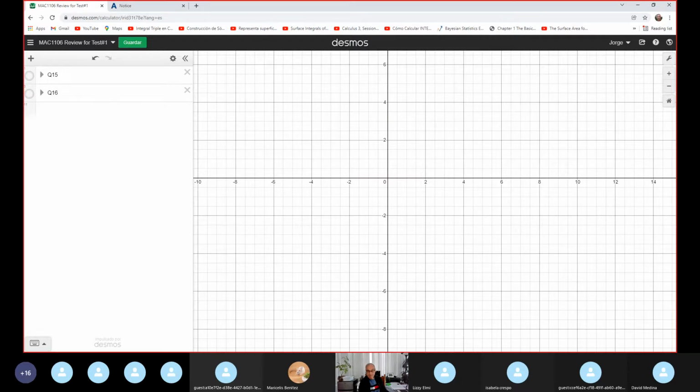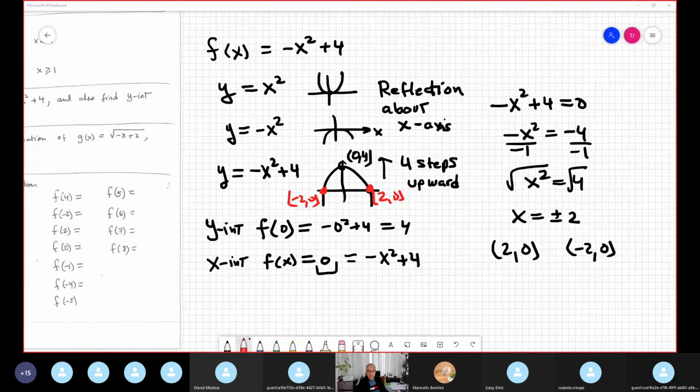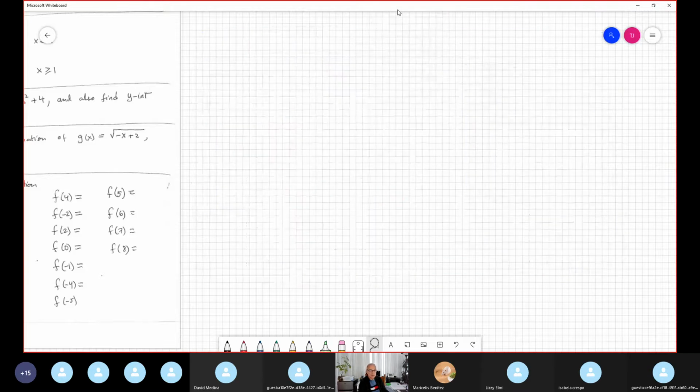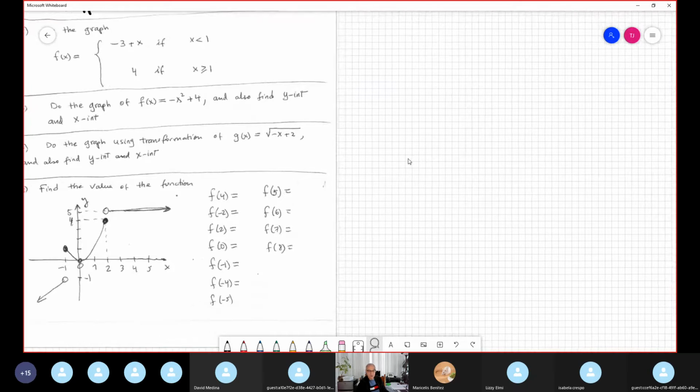No? Let's move on to the next whiteboard now. There you go. Okay. Do you see the whiteboard? Yes. Okay. Let me erase everything. Let's move on to the next question. The next question is to graph exactly using transformations. Okay, but the function is g, equal to the square root of minus x plus 2.